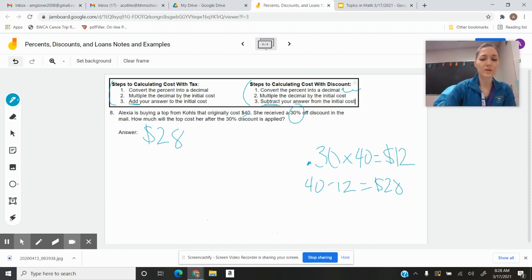You're always going to convert the percentage to a decimal. You're always going to multiply that answer by your initial cost. And because with tax, you're adding on to your initial cost, you're going to add your answer to the initial cost. With a discount, you're taking away, so it should be cheaper, right? You're going to subtract your answer from that initial cost. So hopefully that'll help you out.